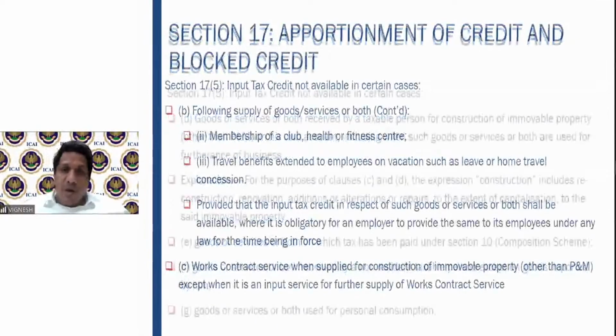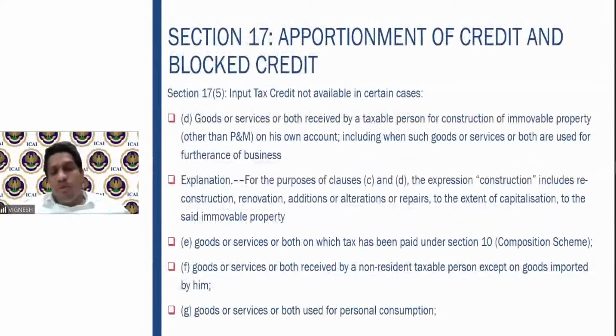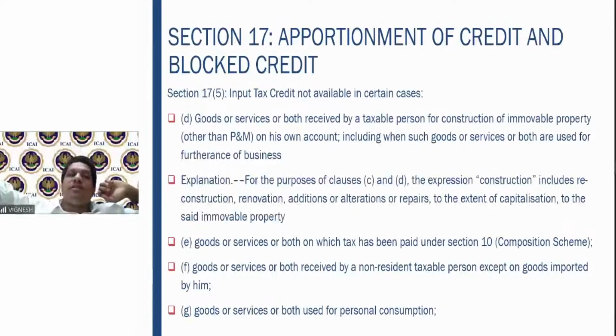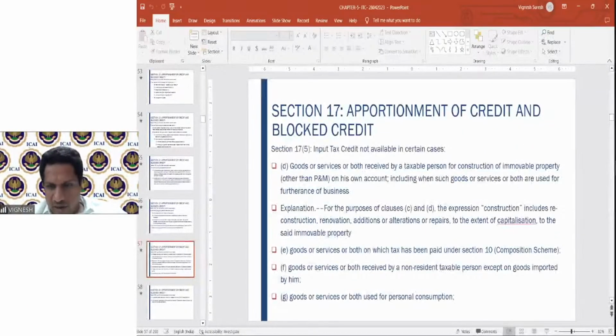Second one speaks about goods or services or both received by a taxable person for constructing immovable property. That means you purchase cement and you use it for constructing your office building. You purchase steel and you use it for construction of the office building. In that particular situation also, the ITC will not be available.